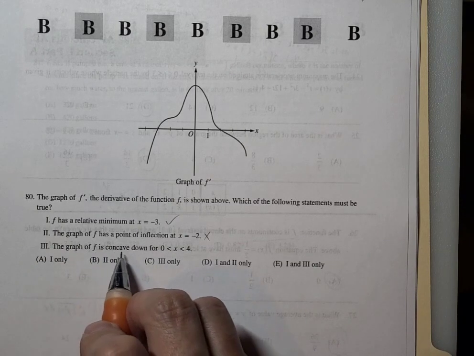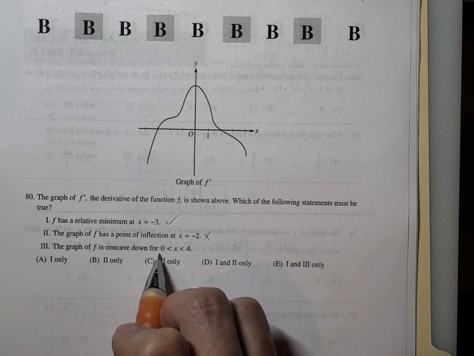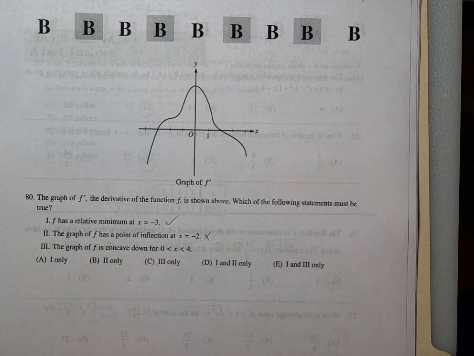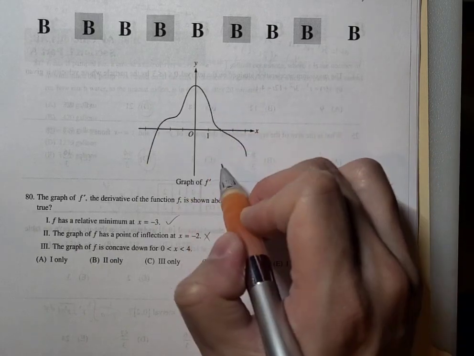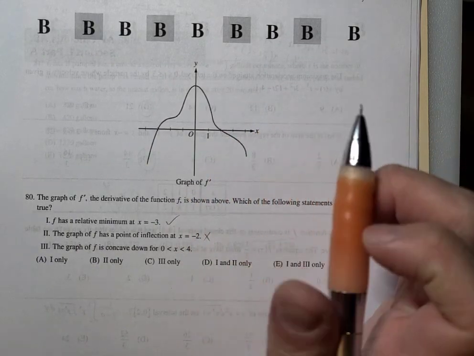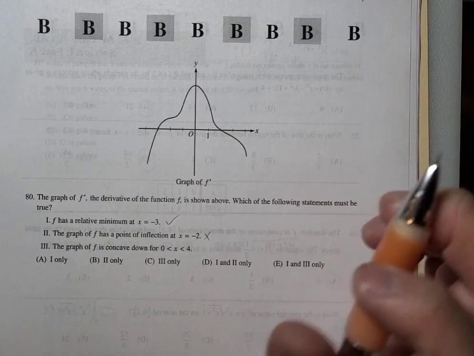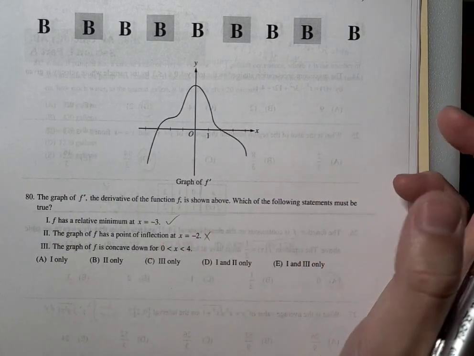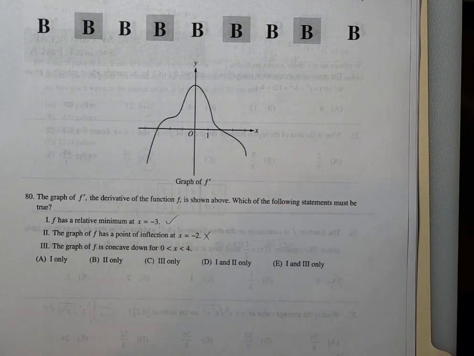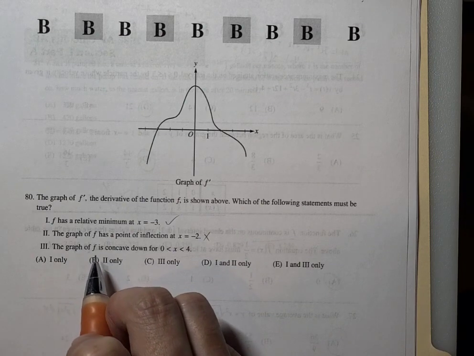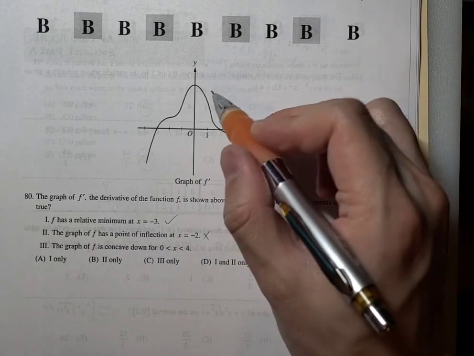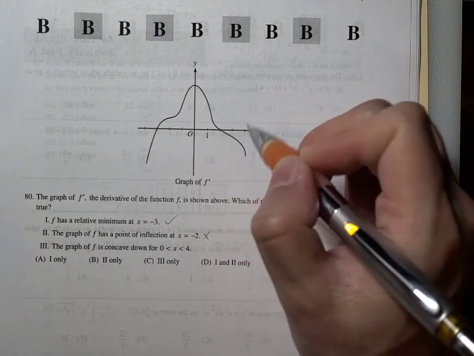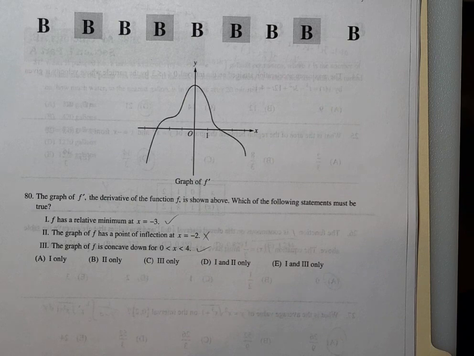The graph of f is concave down for x between 0 and 4. How do I know if something is concave down? Well, when f prime decreases, f double prime is negative. When f double prime is negative, that means f is concave down. So hopefully that all made sense. Hopefully this sounds familiar also. So as I said, f prime should be decreasing for f to be concave down. So when is f prime decreasing? It's from 0 to 4. So this is good. So it's 1 and 3 only.